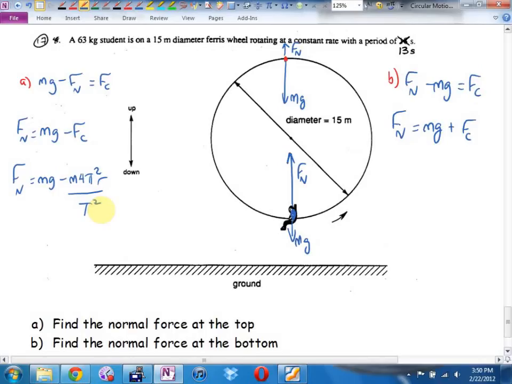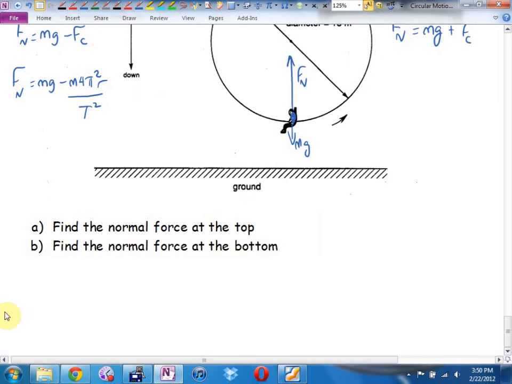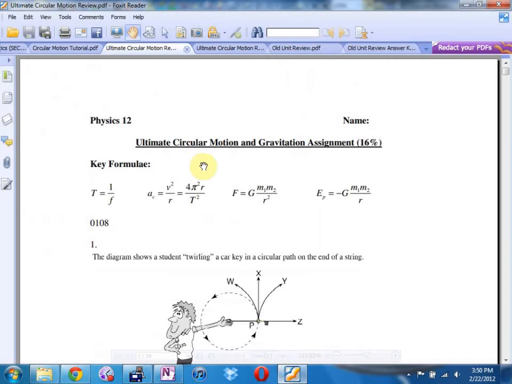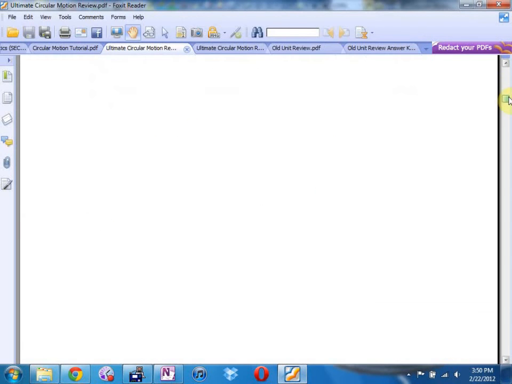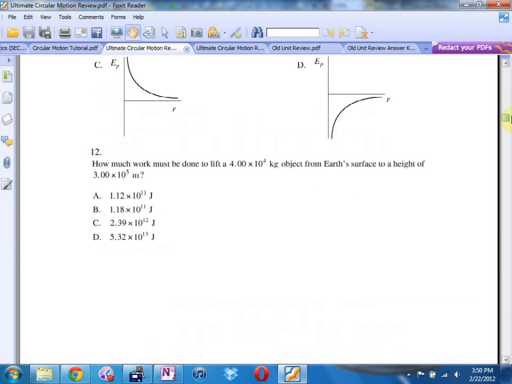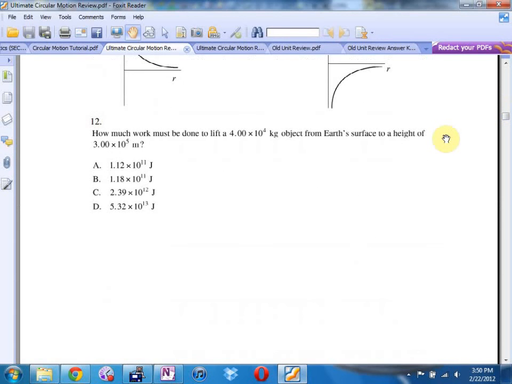Questions from the review. Individual questions you would like me to go over. Hints and things like that. Yeah. Number 12, from which review? From this one? Because I gave out 2, right? Here? How much work? Yeah? Okay, we did one just like this, but I don't mind doing it again.